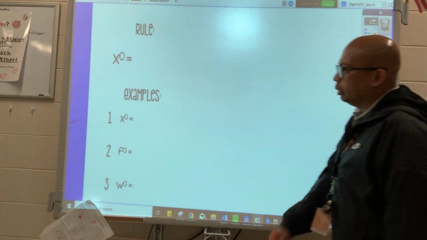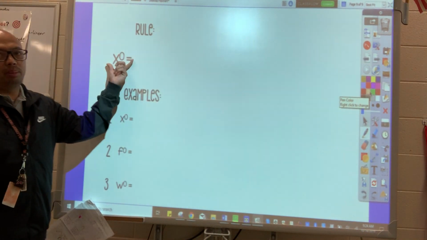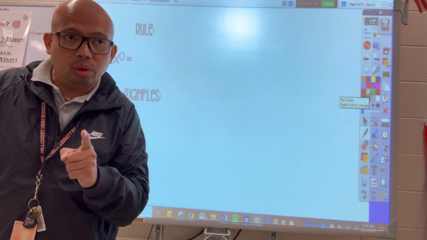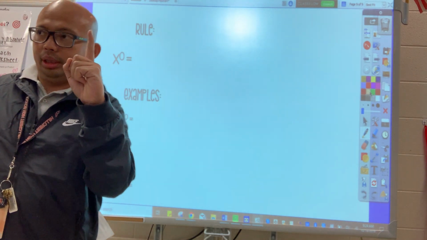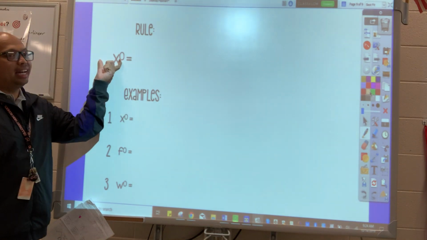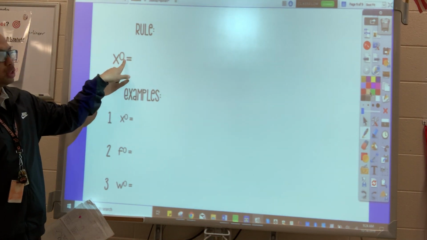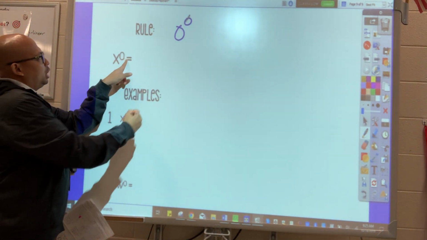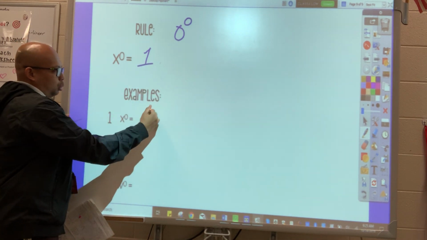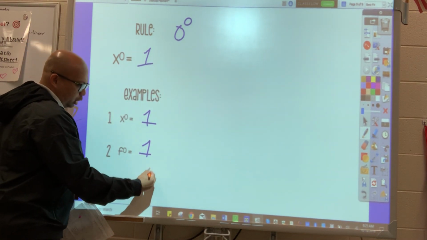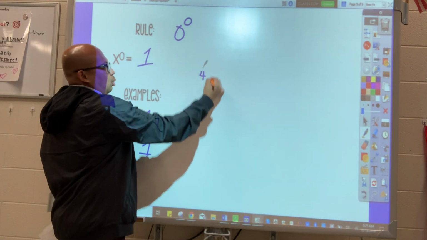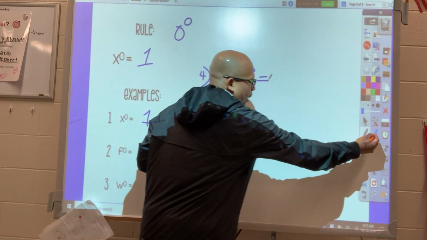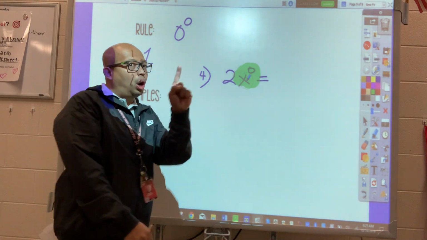Last one here, the zero rule. The zero power rule. This is the simplest one here. Any base that has an exponent of 0 is always going to be equal to 1. Okay? Anything raised to 0 is equal to 1, except 0 to the 0, okay? 0 to the 0 is still undefined. x to the 0 is 1, f to the 0 is 1, w to the 0 is 1. Here's the challenging question. What if 2x to the 0? What's the answer, guys? Remember, x to the 0 is 1.